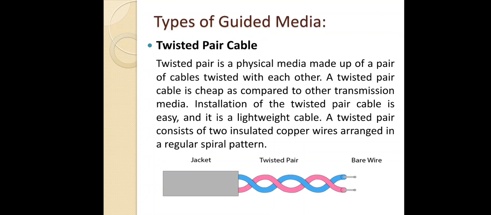The twisted pair is a physical medium made up of a pair of cables twisted with each other. A twisted pair cable is cheap as compared to other transmission media. Installation of this twisted pair cable is easy, and it is a lightweight cable. A twisted pair consists of two insulated copper wires arranged in a regular spiral pattern, as shown in the figure. It is covered by a plastic jacket, and this type of medium is called the twisted pair cable.